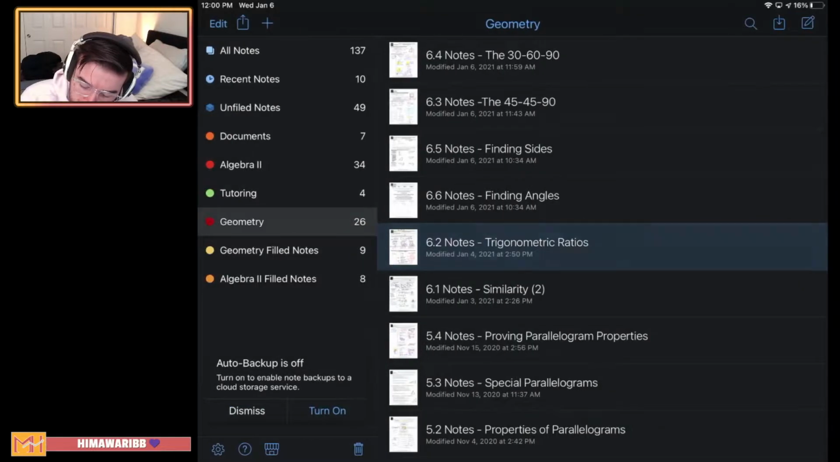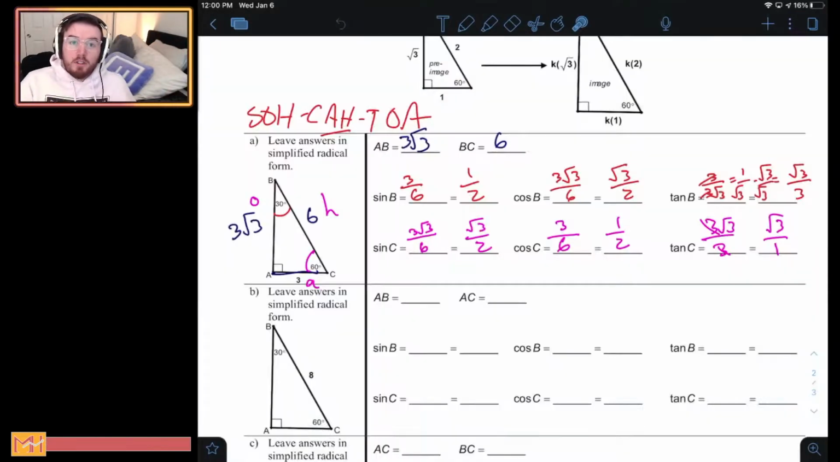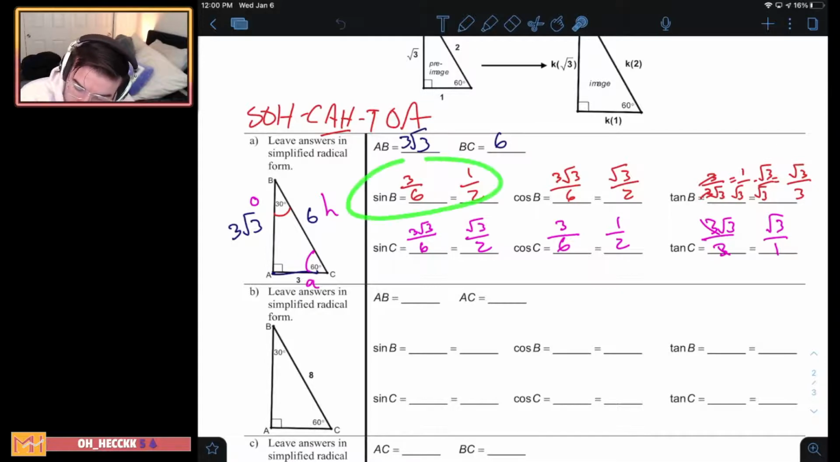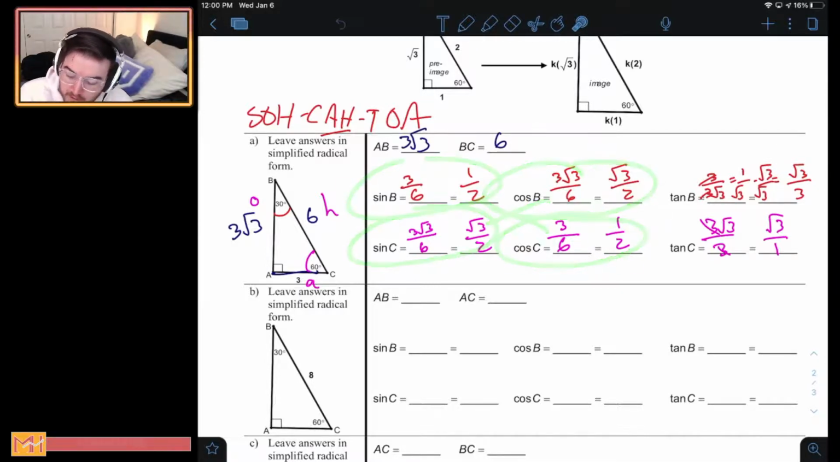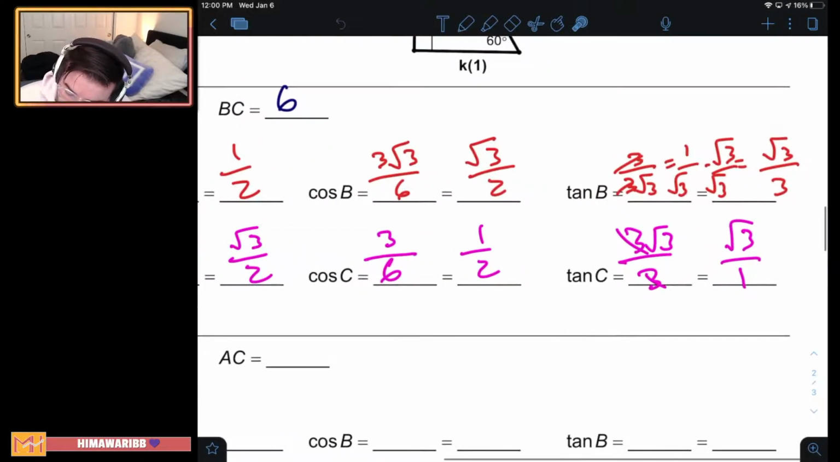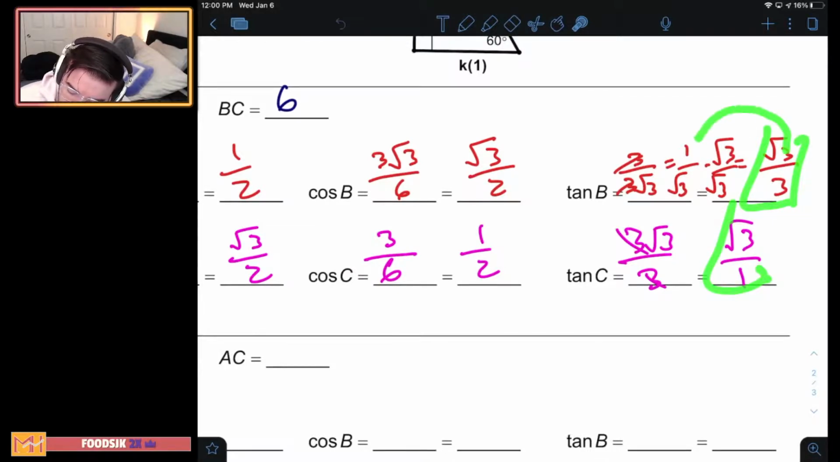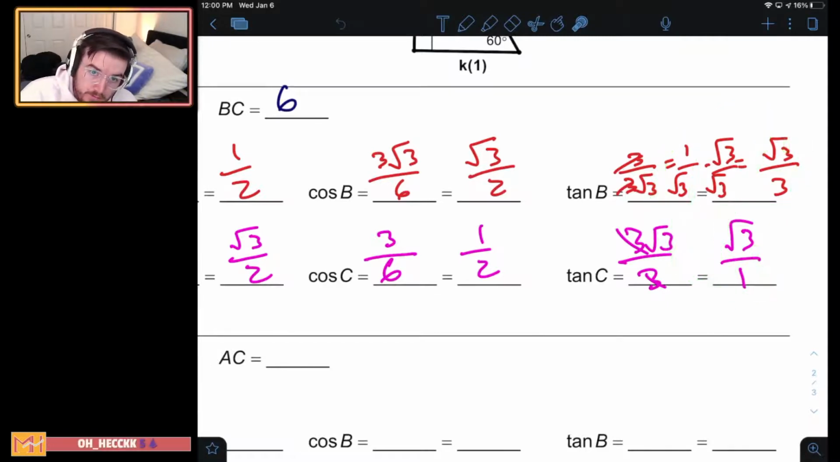Well, guess what? We're still looking at it. Just because they're super special numbers, 30, 60, 90, doesn't mean that's not going to happen, right? Look, what was sine became cosine. What was cosine became sine, right? And then is this the reciprocal? You might look at this and go, well, that's not flipped. Look back a step. 1 over root 3 flipped becomes root 3 over 1. So yes, they are reciprocals.